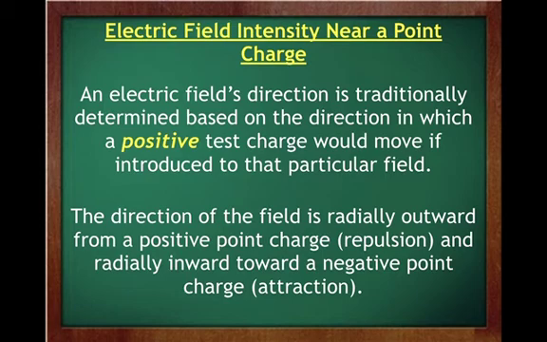So that direction of the field is radially outward from a positive point charge, and radially inward toward a negative point charge, right? So if you see a positive point charge, you're pointing away from it, whereas if it's a negative one, you're pointing towards it, okay?